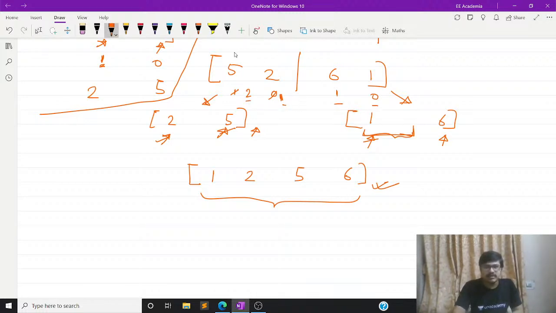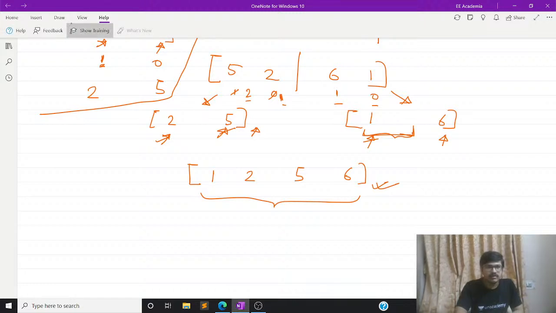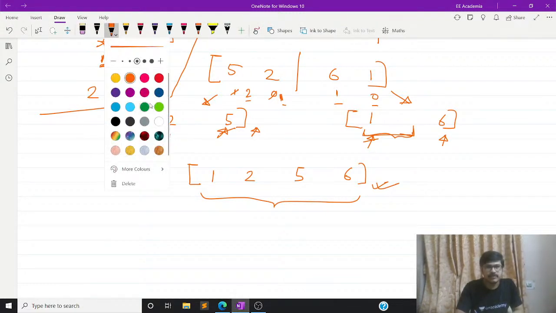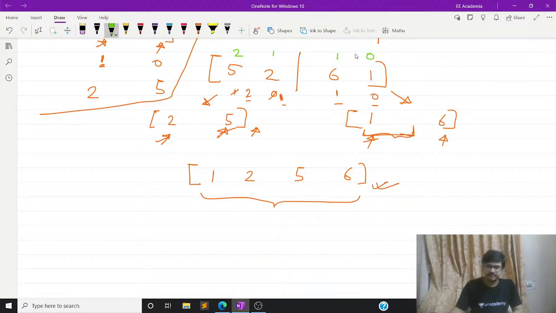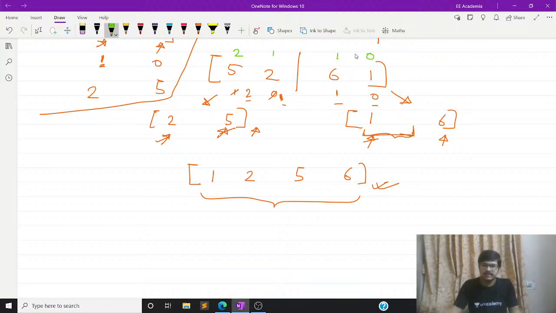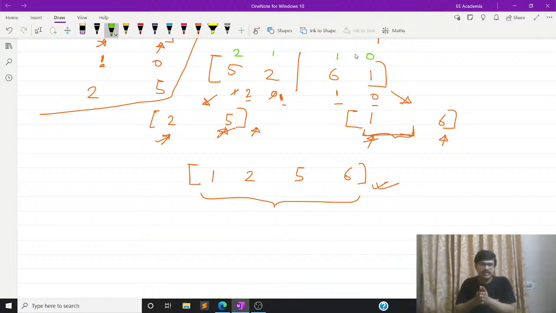That means, just write here 2, 1, 1, 0. The required array, right? So is it clear, guys, how we can do this? Have you understood how we are trying to find the number of elements smaller than the element in the right half using just the merge sort procedure?